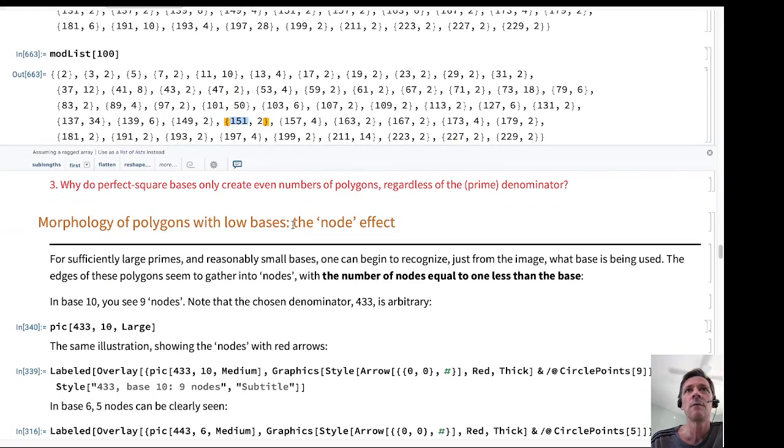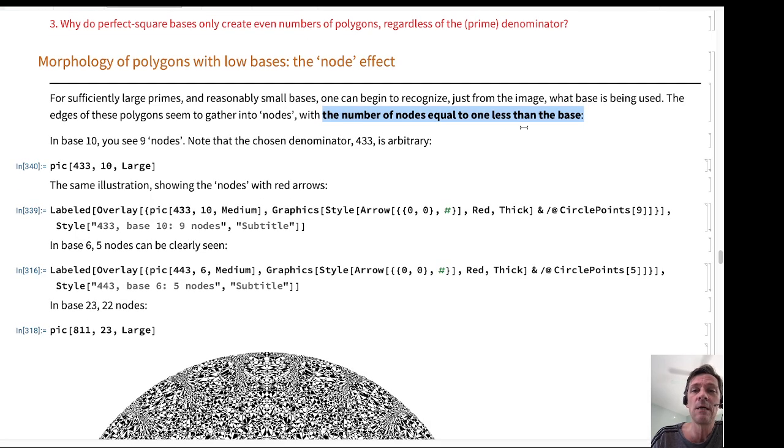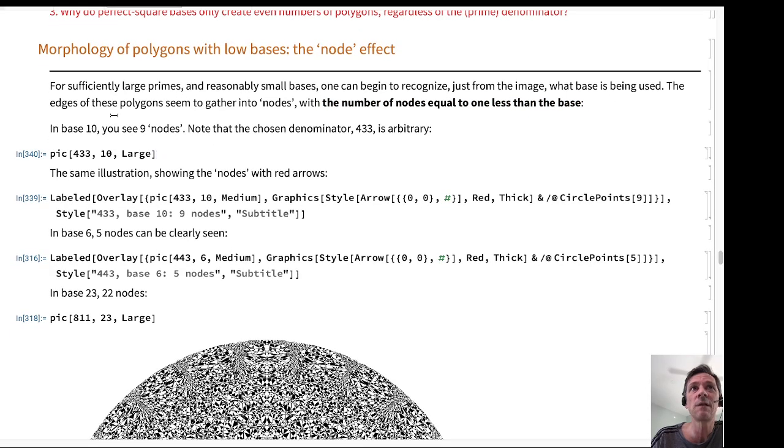Okay, so the rest is all pretty pictures. For sufficiently large primes and reasonably small bases, one can begin to recognize just from looking at the image what base is being used. The edges of these polygons seem to gather into nodes, with the number of nodes equal to one less than the base. Okay, so here is a relatively large prime as the denominator, 433, in base 10, and that image looks like this.